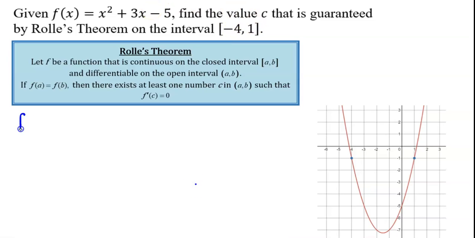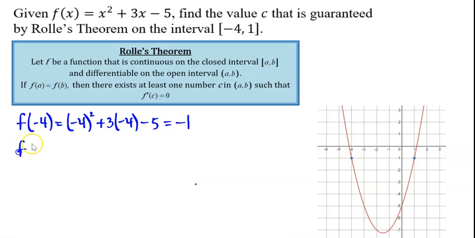So if we find f of -4, we would have (-4) squared plus 3 times -4 minus 5. Doing some mental math here, we would have 16 minus 12, which is 4, minus 5, which is -1. And you can actually see that on the graph that I put in over here. At an x value of -4, the function value is -1.